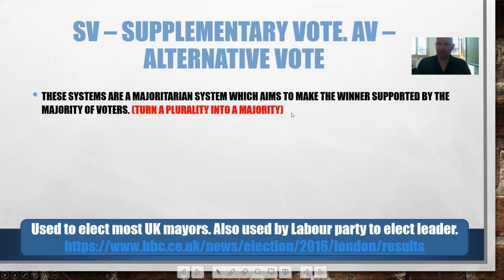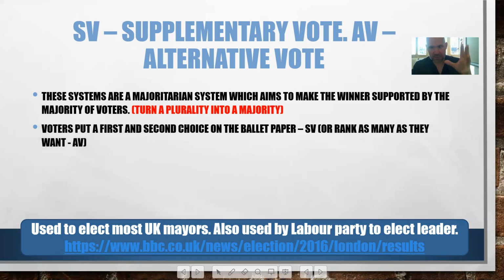Now, how do you do that? Because actually, if 30% of the people support the Greens and 30% support Labour and 30% support the Conservatives, you've only got pluralities there. How do you transform these pluralities into a majority? This is how you do it. Broadly speaking, voters put a first and second choice on the ballot paper, which is for SV, or they rank as many as they want, AV. So here's the difference. What you do when you get your ballot paper, rather than just saying, I want this one, you rank the candidates in your order of preference.